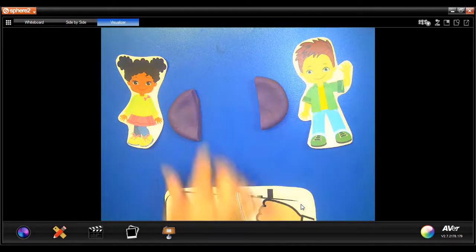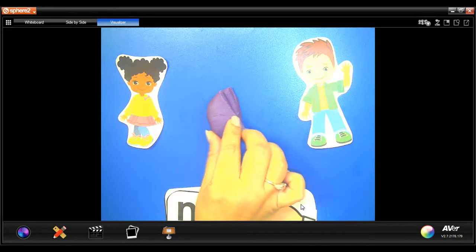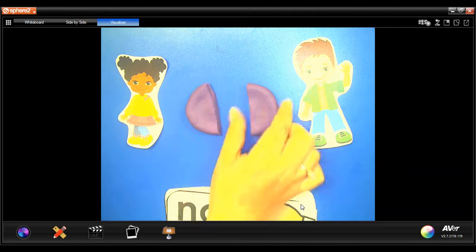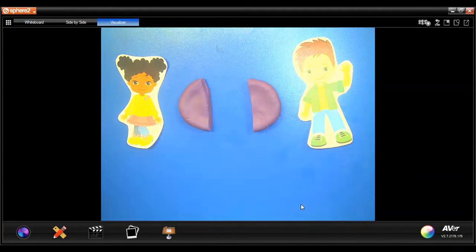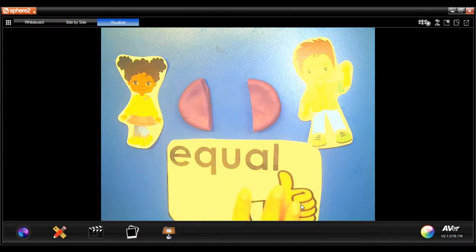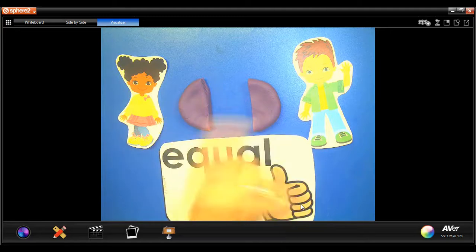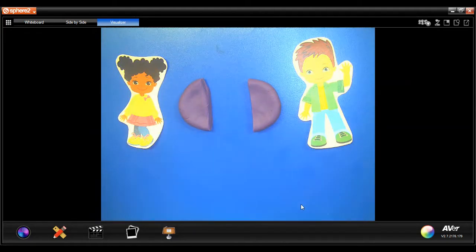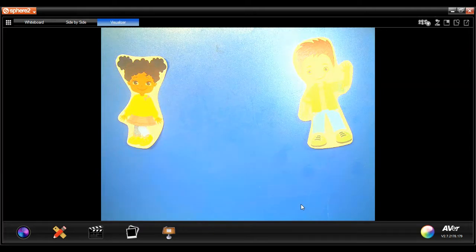Okay, so let's look at the size. They both look about more or less the same size, right? So both shares are fair. It's fair, right? So I'm going to say these shares are equal. Both of them are going to be happy because they both get the same size. Okay, so let me try to do another cookie real quick.